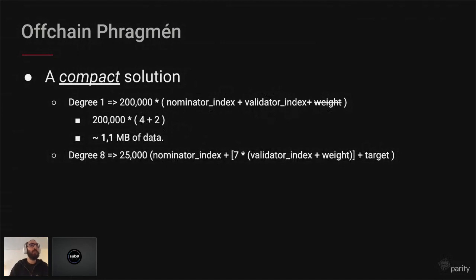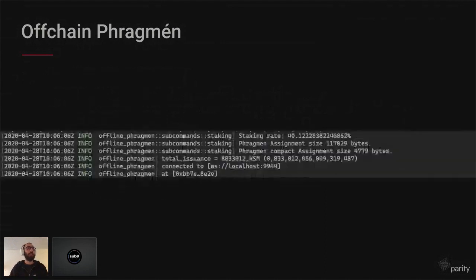And if we have degree 8, we again have 25,000 nominators. Each of them would have a nominator index, 7 entries, each a tuple of a validator and a particular weight, and the last validator, which I named here target, we don't even have to name the weight for because it's obvious. It's whatever is remaining. And in this case, we would have even less data.